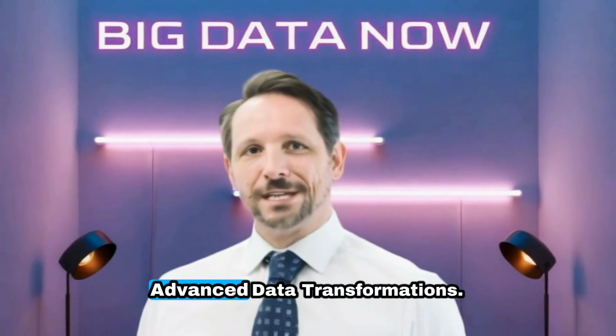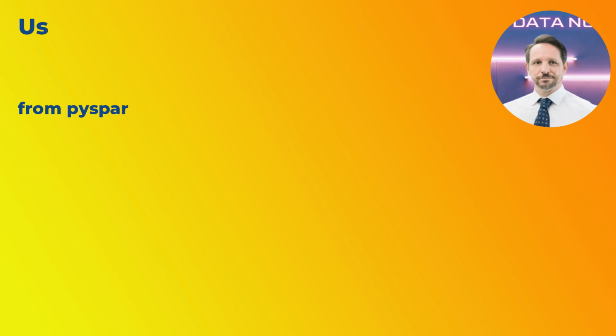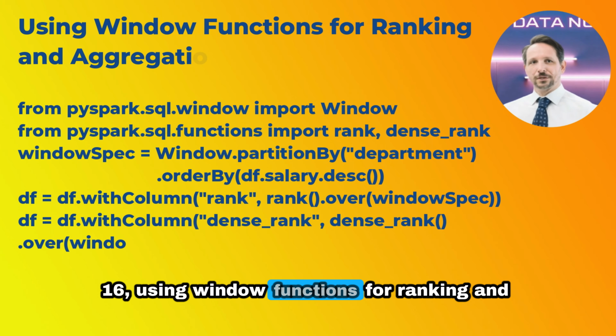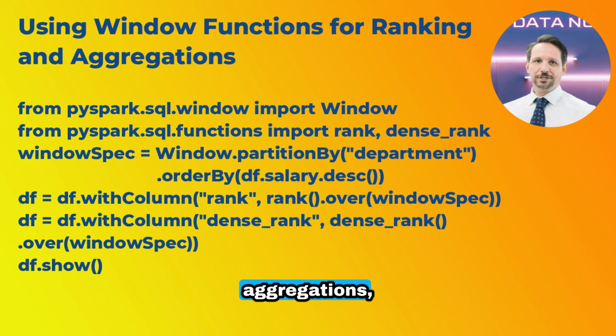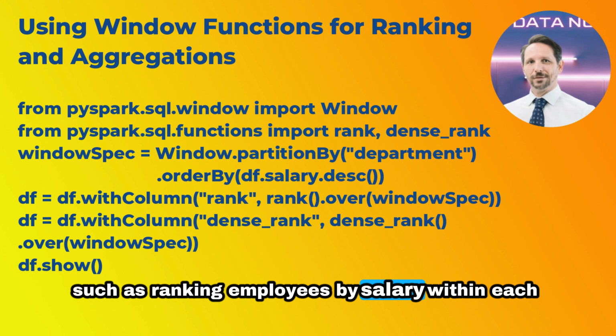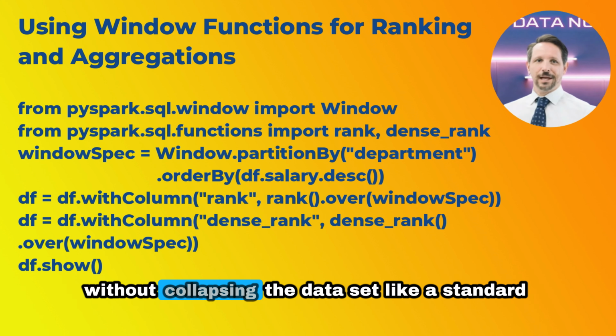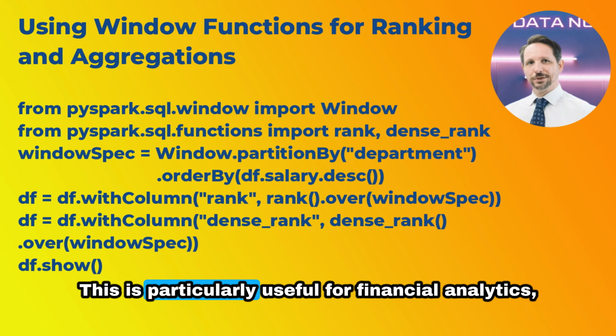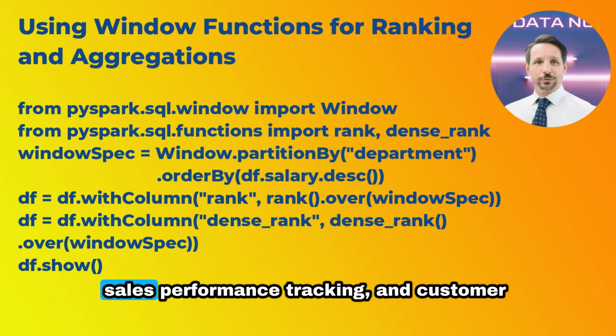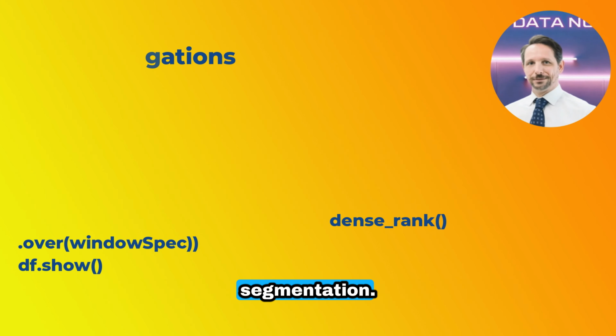Part 1. Advanced Data Transformations. 16. Using window functions for ranking and aggregations. Window functions allow us to perform partitioned aggregations, such as ranking employees by salary within each department, without collapsing the dataset like a standard group by. This is particularly useful for financial analytics, sales performance tracking, and customer segmentation.